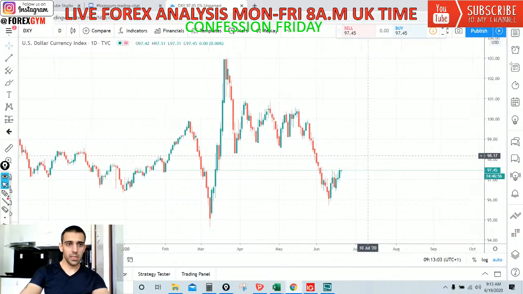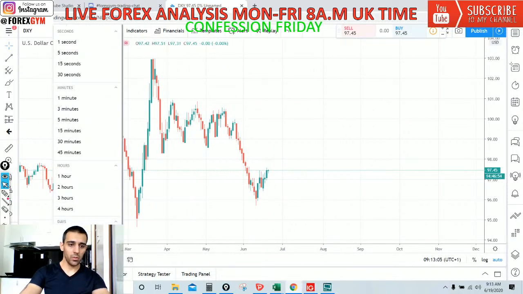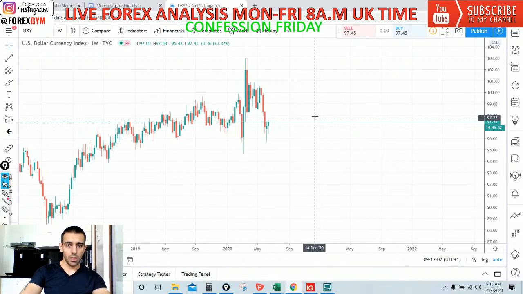Maybe, let's go to the weekly time frame. Maybe when the price breaks this level, then I would say okay, the dollar is gaining strength. But for now it's creeping slowly up before it continues to fall. That's in terms of the technicals on the weekly time frame, how it looks at the moment.